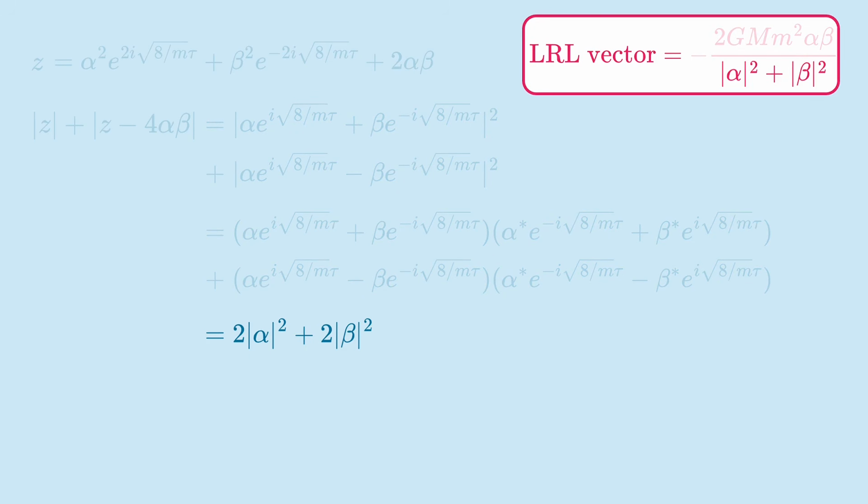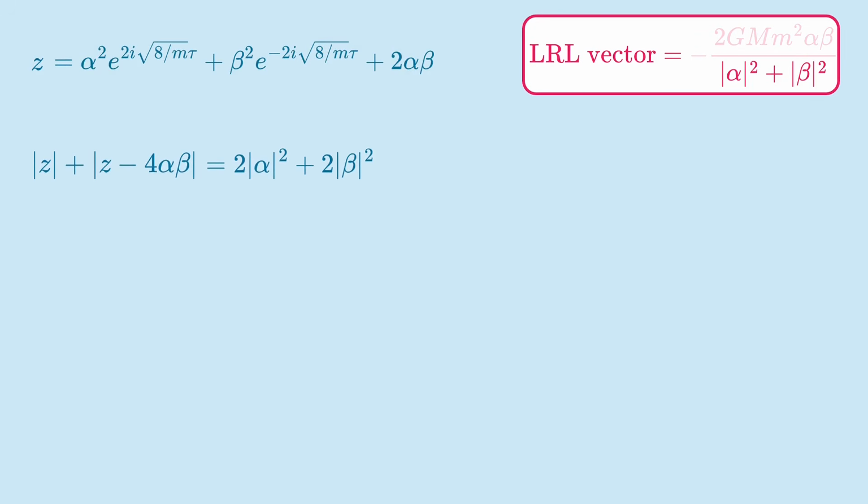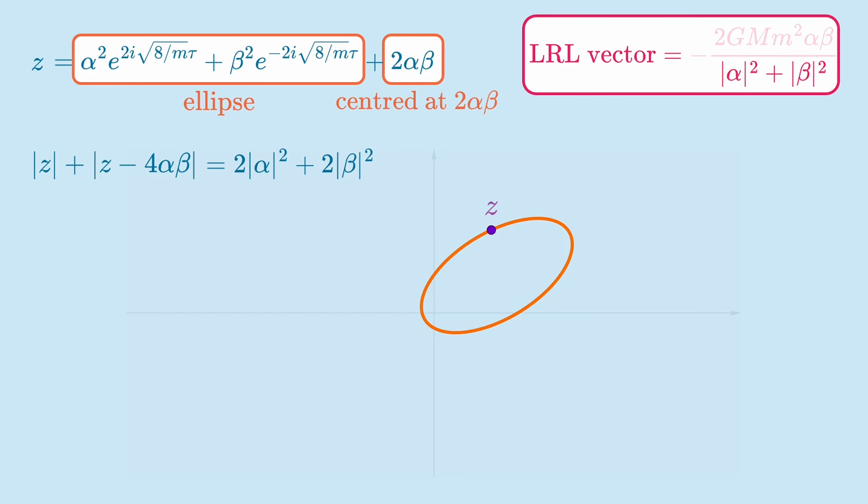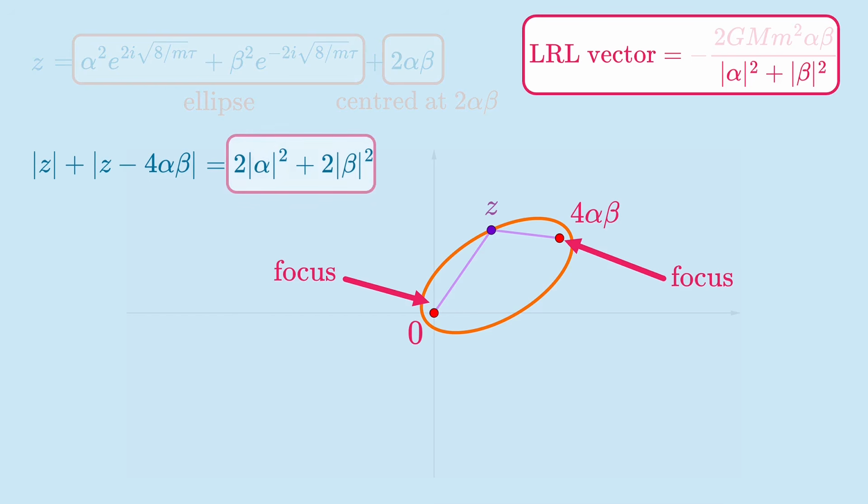We previously established that the z orbits are ellipses centered at 2 alpha beta, and what we showed was that for any point z on this orbit, the sum of its distance from 0 and 4 alpha beta is always a constant, 2 mod alpha squared plus 2 mod beta squared, which not only showed that 0 and 4 alpha beta are foci, but also that 2 mod alpha squared plus 2 mod beta squared is the so-called major axis of the ellipse.